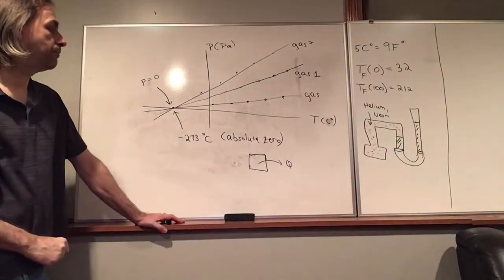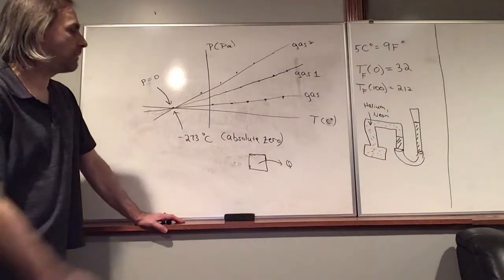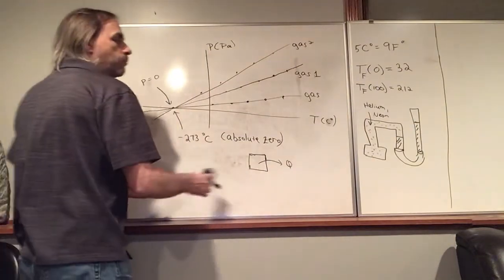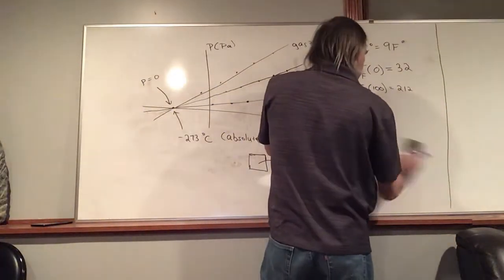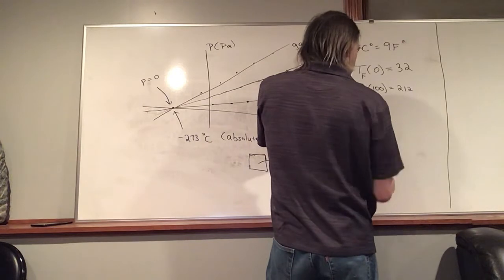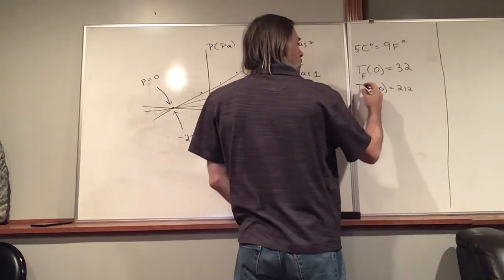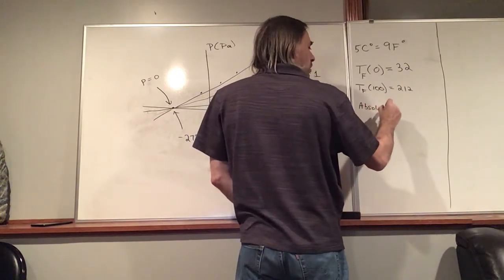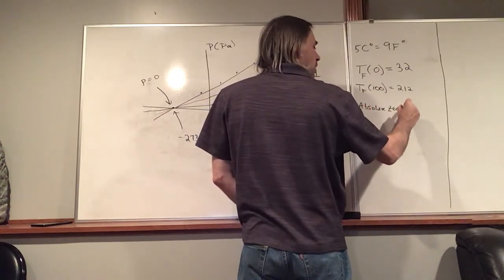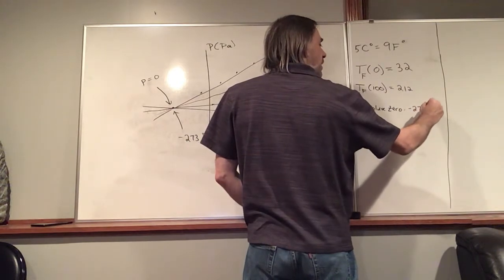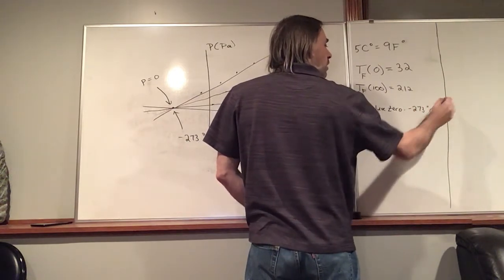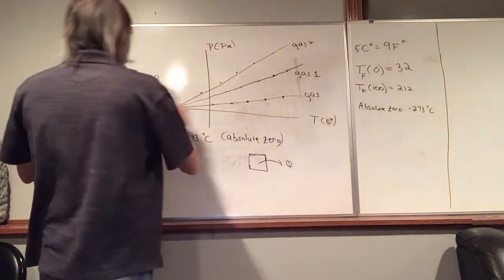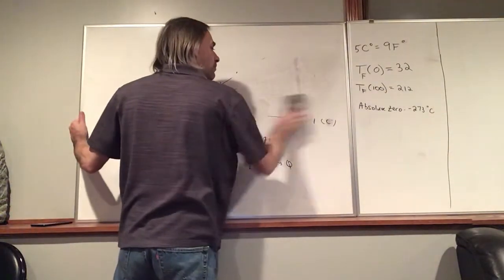So, Kelvin scale, or sorry, absolute zero. Now, again, I'm going to erase this picture. I'm going to write this down now. All right, absolute zero. It's around minus 273 degrees Celsius.